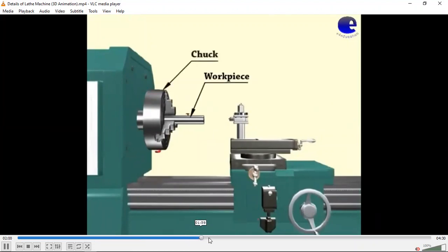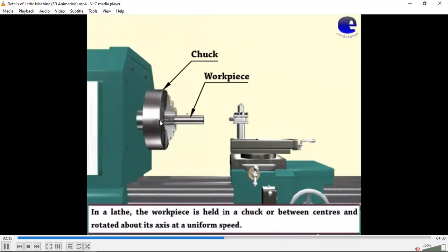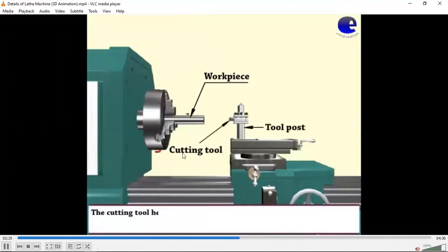The workpiece is held in the chuck. This is called the chuck, in which the workpiece is held, and this is the tool post, where the cutting tool is going to be mounted. The workpiece is held in the chuck between the centers. This is how the rotation takes place, and the tool is going to be moved in this direction. The cutting tool is moved in this longitudinal direction.